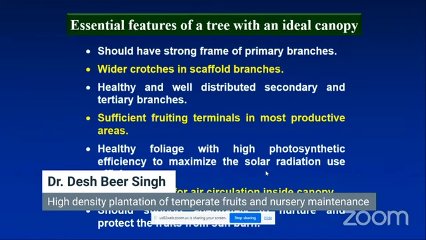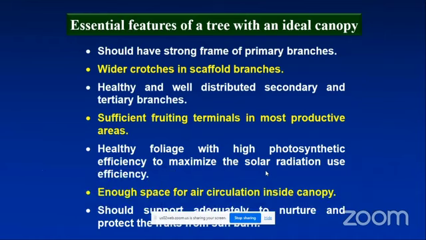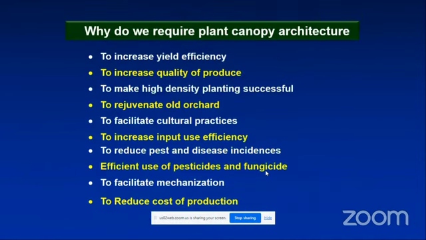Essential features of a tree with an ideal canopy: it should have a strong frame of primary branches, wider crotch in scaffold branches, healthy and well-distributed secondary and tertiary branches, sufficient fruiting terminals in the most productive areas, healthy foliage with high photosynthetic efficiency, and enough space for air circulation inside the canopy. That's very important. And why do we require plant canopy architecture? It is very important to increase yield efficiency.